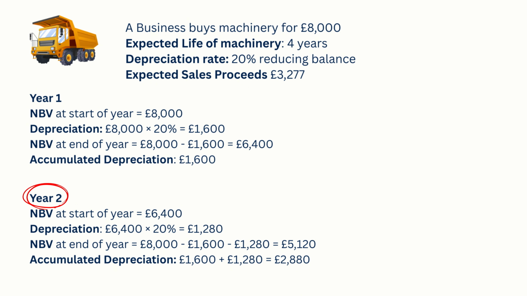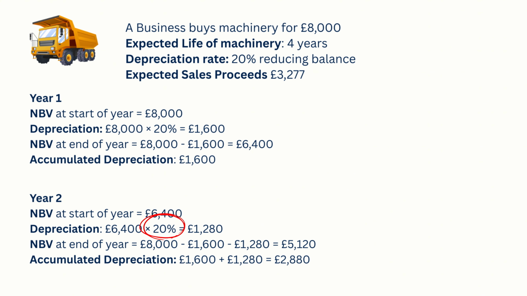Let's look at Year 2 calculation. This is where reducing balance really starts to show its difference from straight line. We do not go back to the original cost. In Year 2, NBV at start is £6,400. We apply the same percentage again.